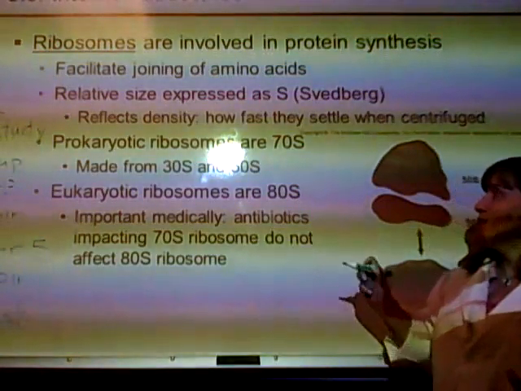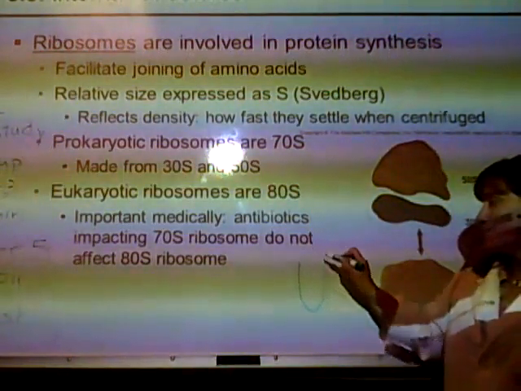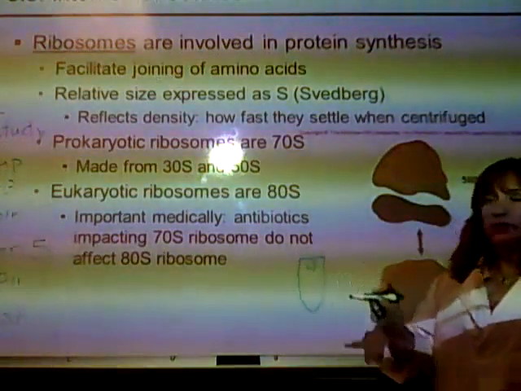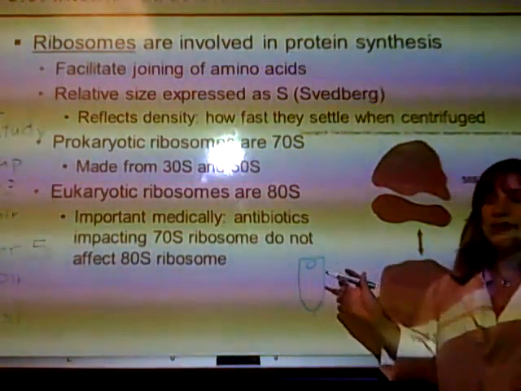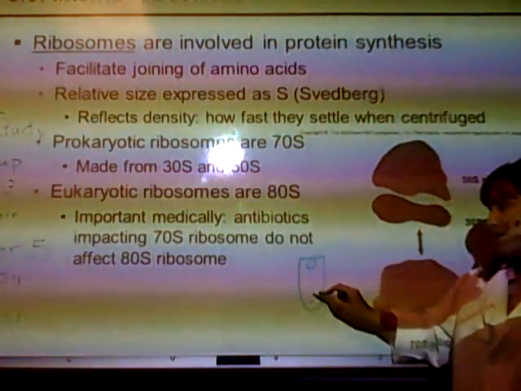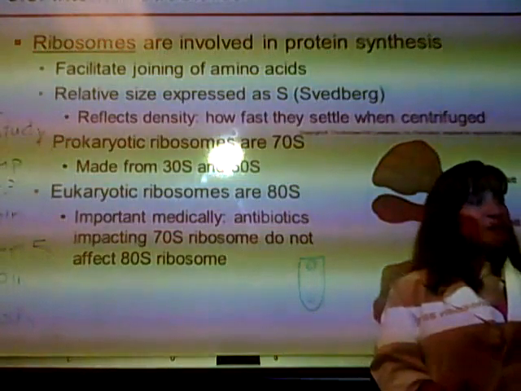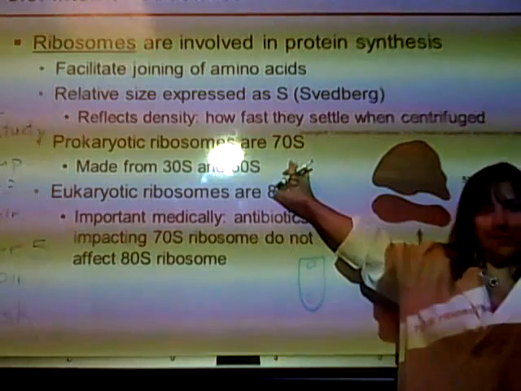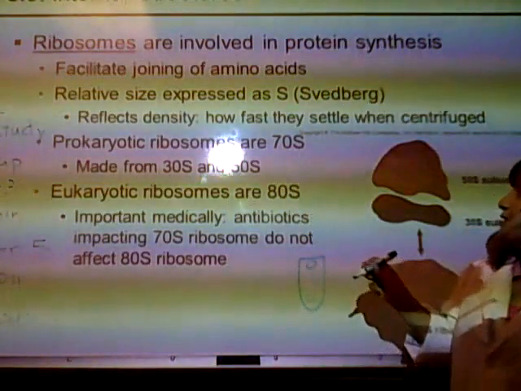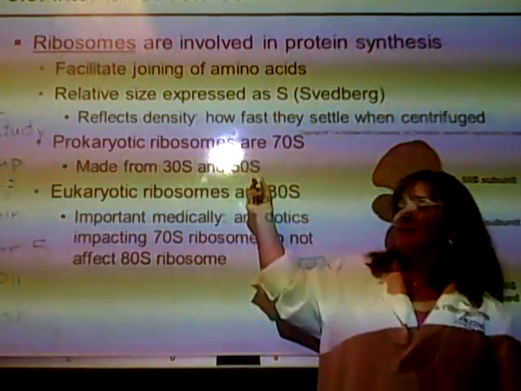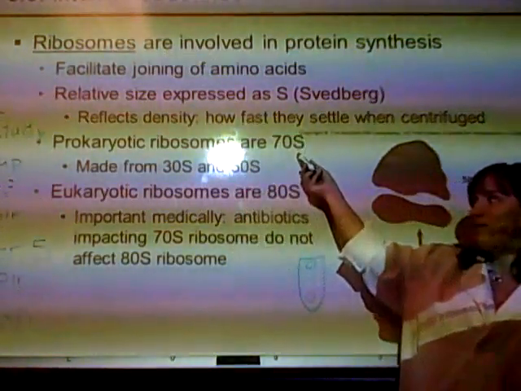All right? So if you have a test tube here, you put the ribosome in there, in some gel stuff, and then you put that test tube in a centrifuge. It's going to spin around, and it's going to go to the bottom. How fast it goes to the bottom is telling you what number it's going to get. All right, so here again, our new math, 30 plus 50 is 70.